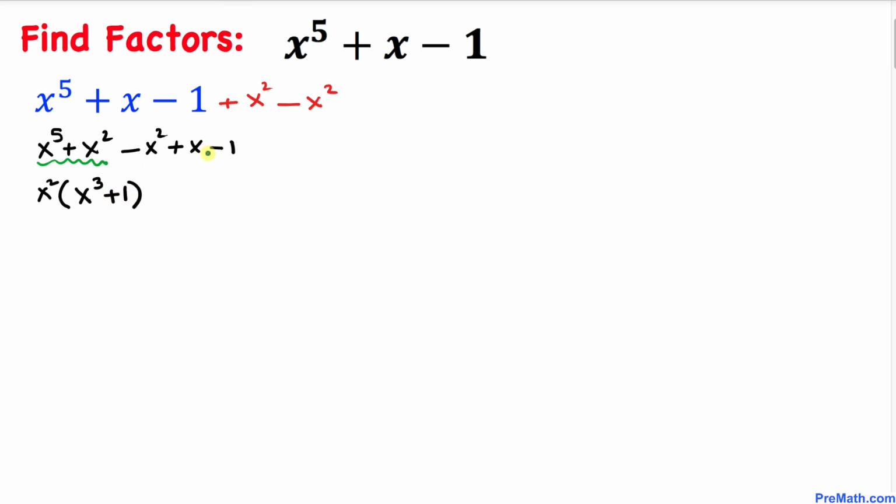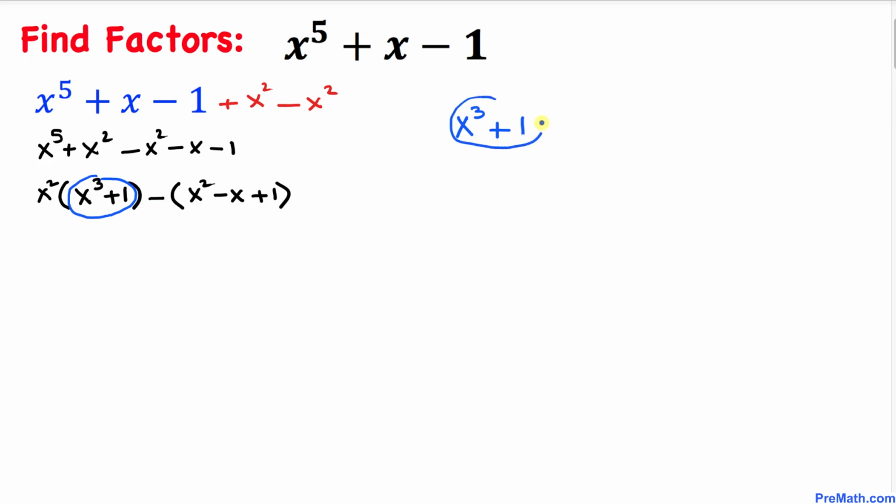And then let's focus on these next three terms. Here I can factor out a negative sign, and we will end up with x squared minus x plus 1. And here's our next step. Let's focus on what is inside these parentheses, x power 3 plus 1. I have just copied it down over here. Now I can write this 1 as 1 power 3. It doesn't make any difference.